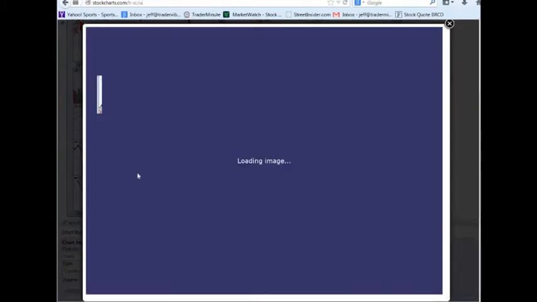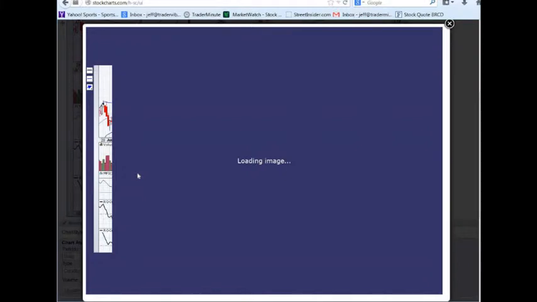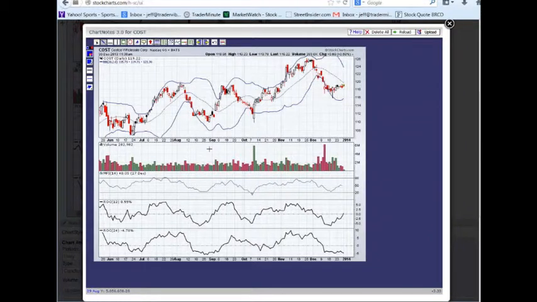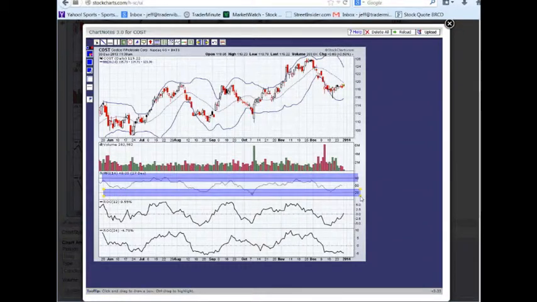Think of the money flow index as the RSI on steroids. It basically adds volume into the RSI indicator, which I like better than the RSI because of that. Anything above 80 on the MFI is overbought. Anything below 20 is oversold. Above 80, overbought. Below 20, oversold.